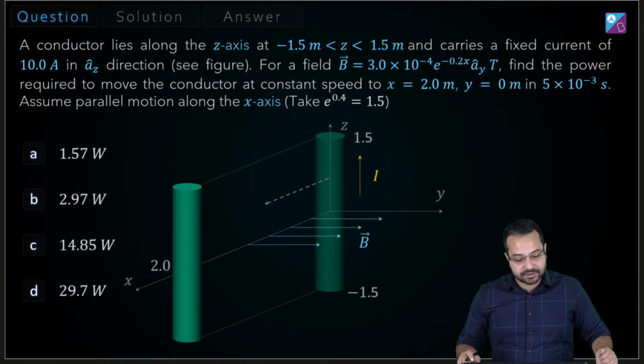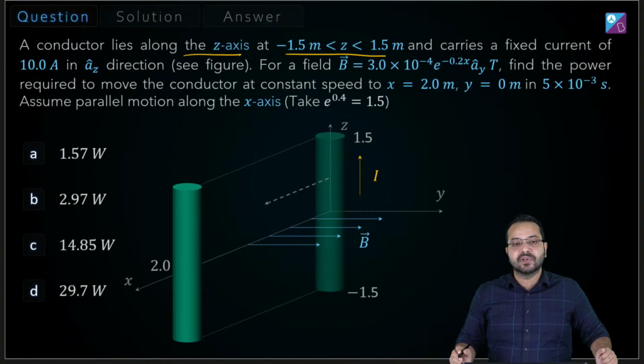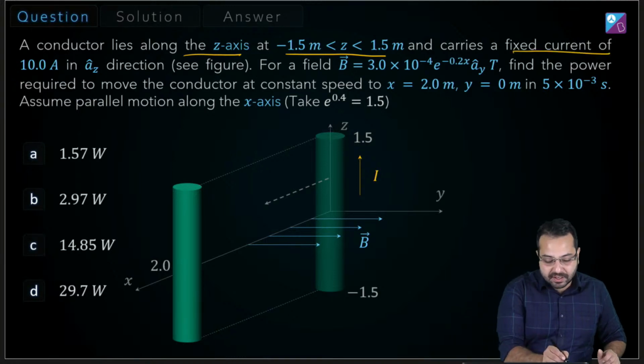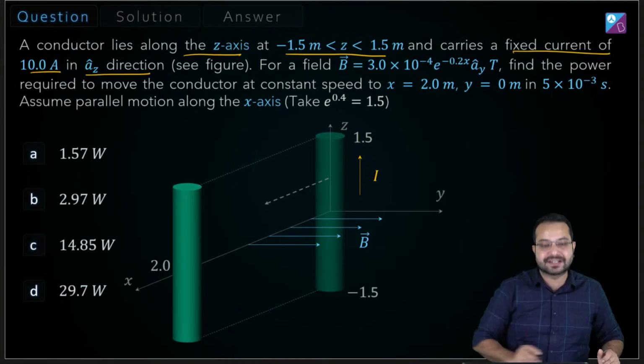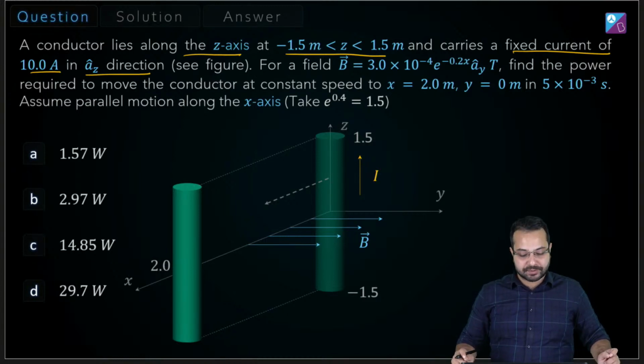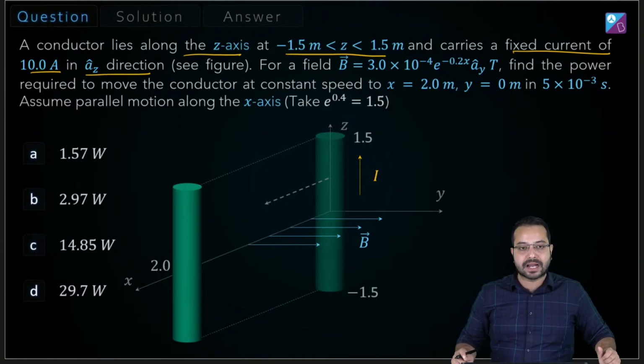So there is a conductor which lies along the z-axis, and it is between minus 1.5 meter to 1.5 meter and carries a fixed current of 10 ampere in the z direction. Can you see that? So compare the diagram alongside it. It is carrying a current in the z direction and it is contained between minus 1.5 meter and 1.5 meter.